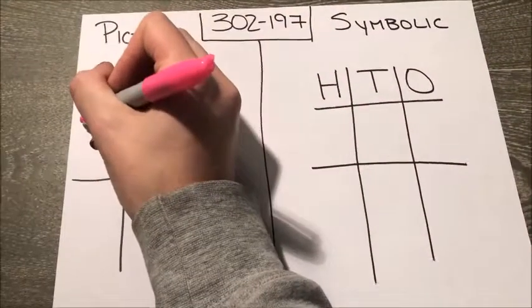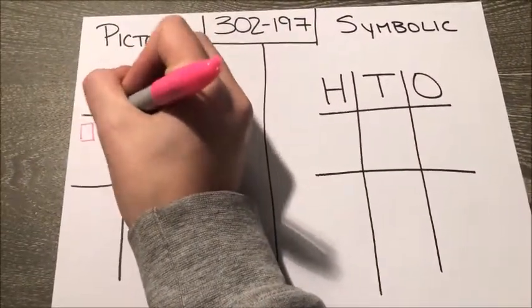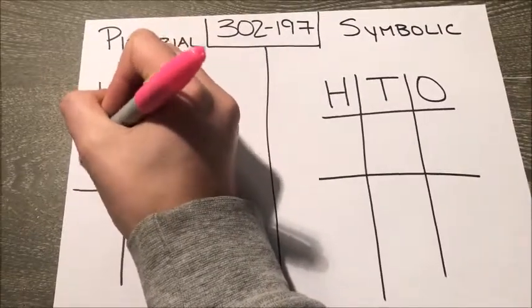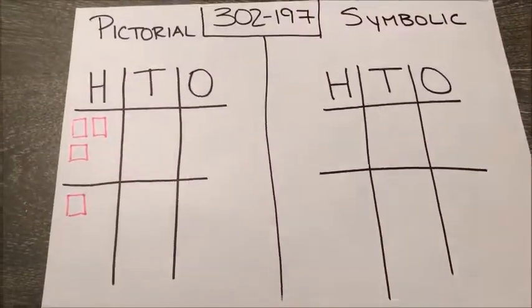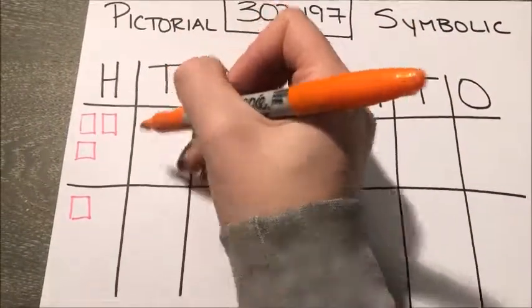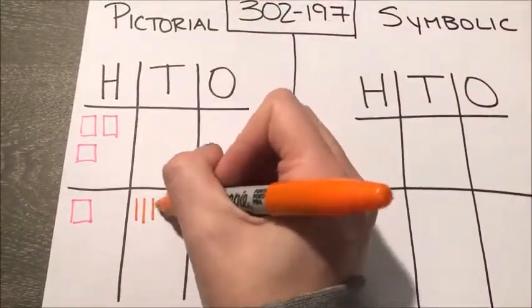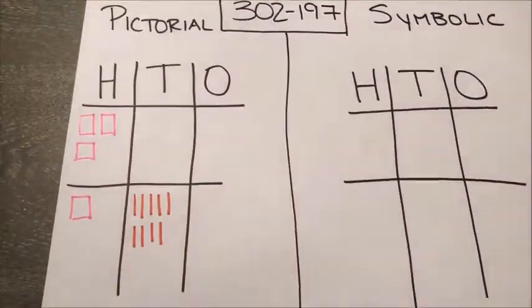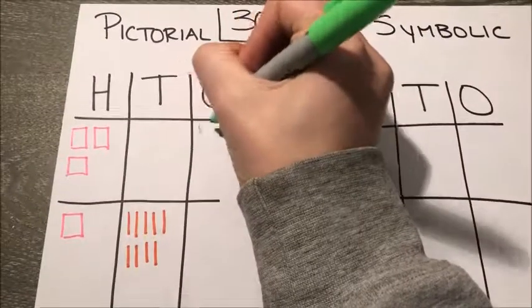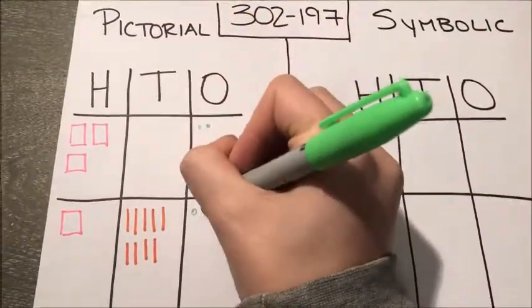So I'm now going to demonstrate this pictorially and symbolically. I'm first going to draw my hundreds flats. So I have 3 on the top and 1 on the bottom. In my tens column, I have 0 on the top and 9 on the bottom. And in my ones column, I have 2 on the top and 7 on the bottom.